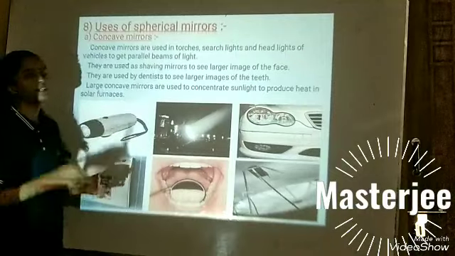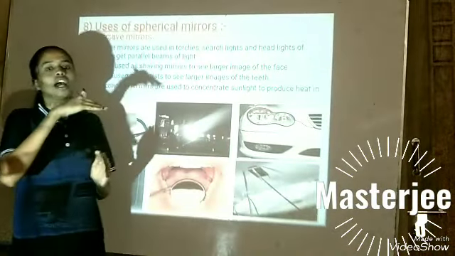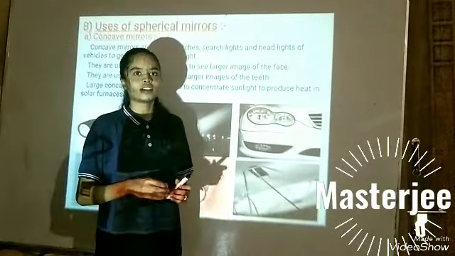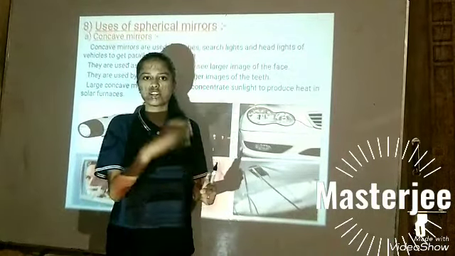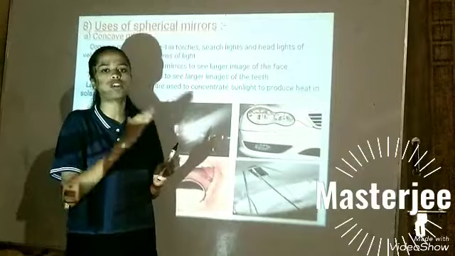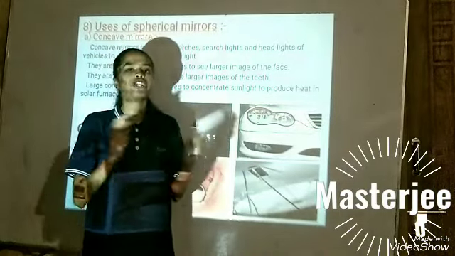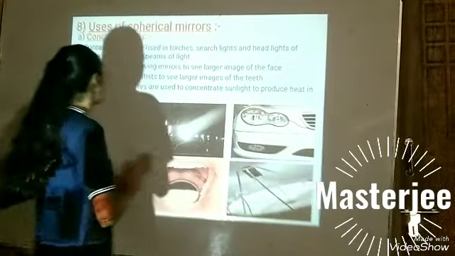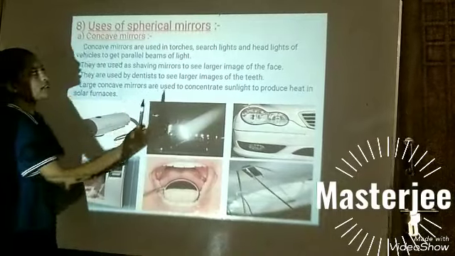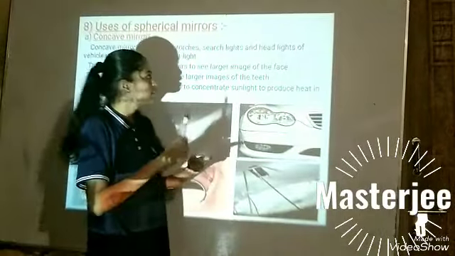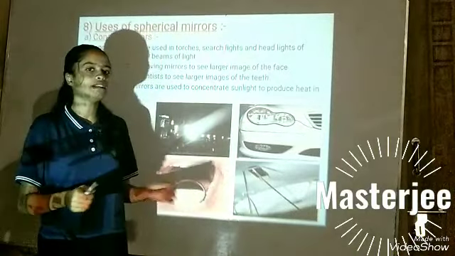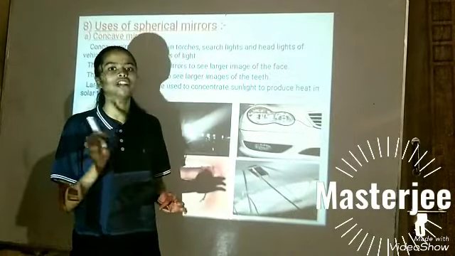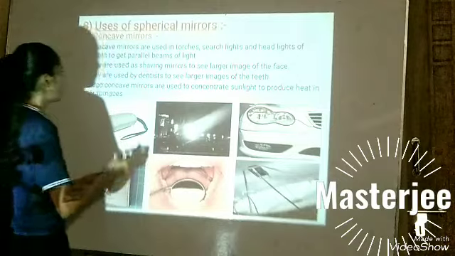Concave mirrors are the mirrors in which the inner surface will act as the reflecting surface and the outer surface will be polished and won't provide any reflection. Now the concave mirrors are used in torches, searchlights, headlights, as makeup mirrors and most importantly as shaving mirrors, and they are used by dentists.